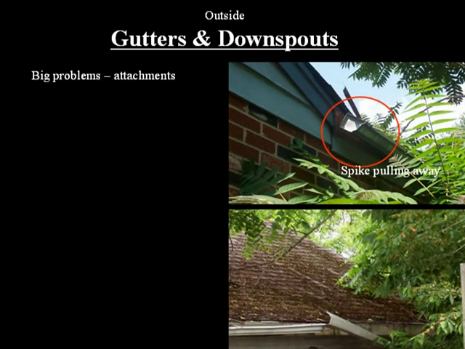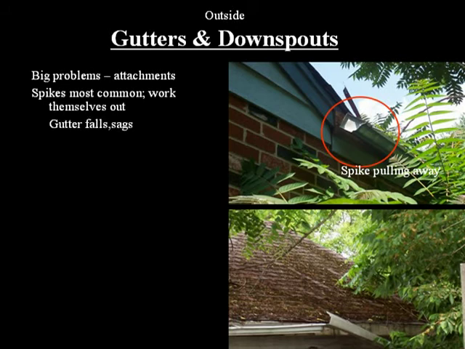One of the more common problems is a faulty attachment to the house. With K-style gutters, spikes are often used and have a habit of working themselves out. Visually, you will see a gutter separated from the house or sagging. Look for exposed spikes that extend beyond the outer gutter edge.